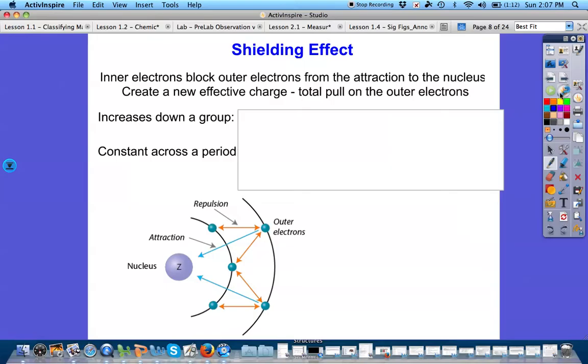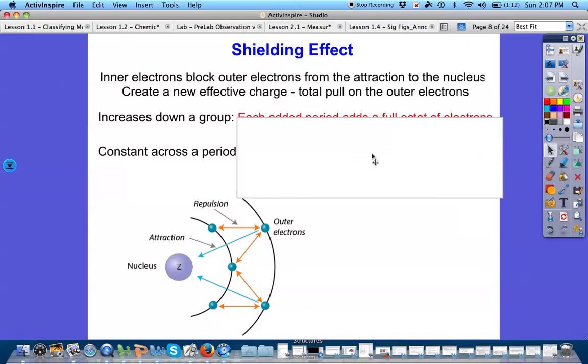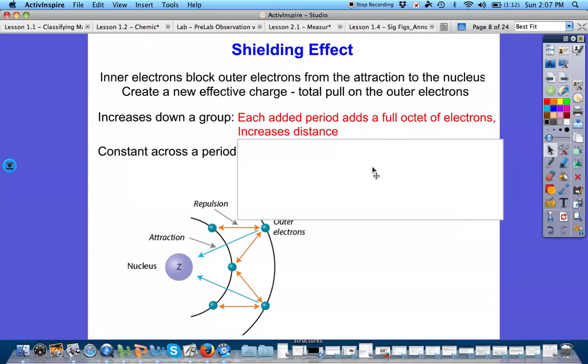Shielding effect. Shielding effect is when the inner electrons block the outer electrons from the attraction to the nucleus. This creates a new effective charge, which is the total pull on the outer electrons. The shielding effect increases as you go down a group. Each period adds a full octet of electrons, which increases the distance.